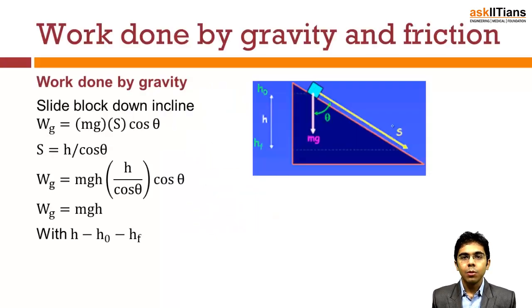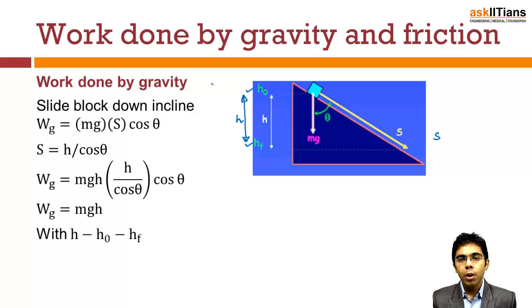So let's see first what is the work done by gravity. This is the figure given to us. It shows a block coming downward along an inclined plane, where h naught is the initial height of the block and hf is the final height of the block. This h is the difference between the heights, and the displacement along the inclination is s.